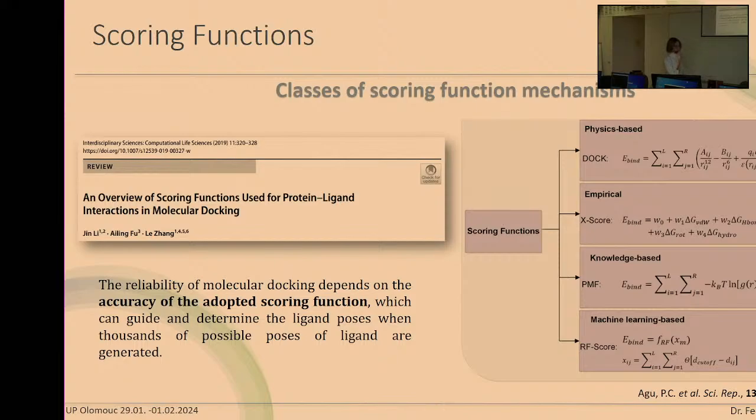So here we can have a further overview of the scoring functions. We can see the physics-based, which are the force field-based, in which we can have the van der Waals parameter or the electrostatic contribution. The empirical, in which the binding energy is due to the implementation of other terms, such as the lipophilic or the hydrogen bond terms. Knowledge-based, in which we will calculate the potential mean force, and more recent machine learning based methods, in which we will introduce also machine learning algorithms in the binding energy.